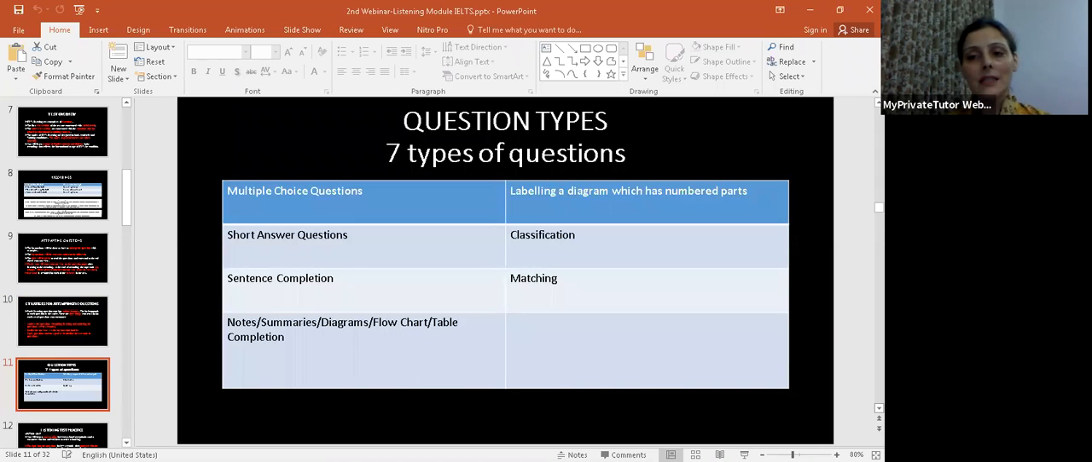There are 7 types of questions in this exam: multiple choice questions, short answer questions, sentence completion, notes, summaries, diagrams, flowchart, table completion, labeling a diagram which has numbered parts, classification, and matching. I would like you to have a look at each question type in detail, and at how you're going to make a strategy for attempting those questions and how you're going to improve your listening skill.